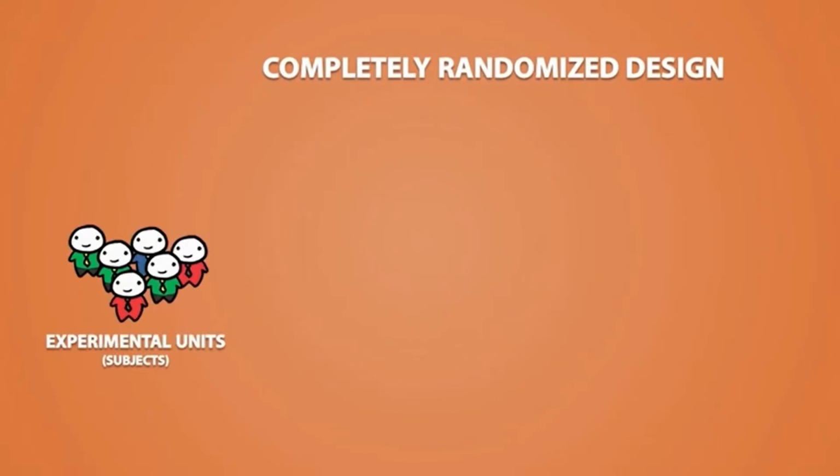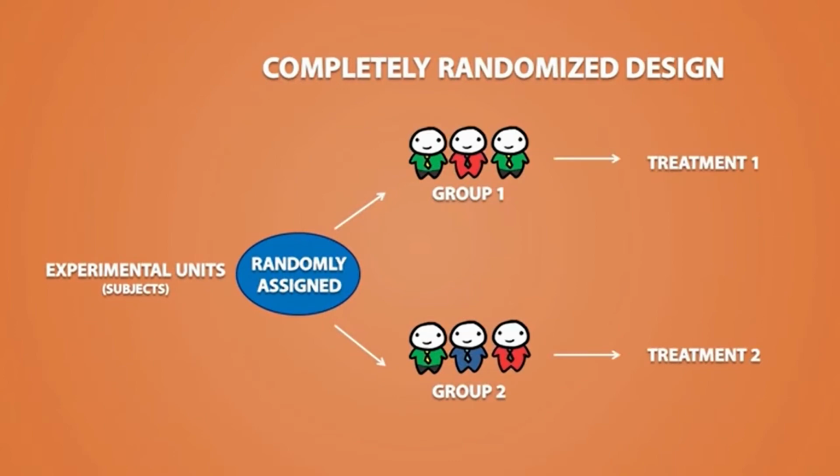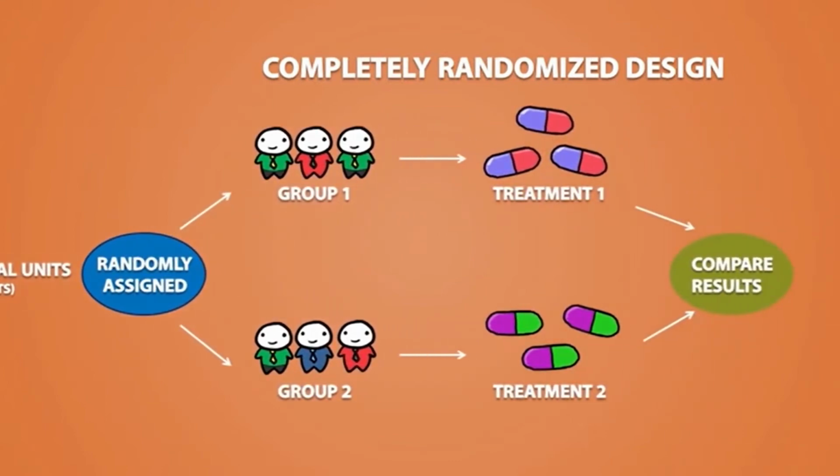In a completely randomized design, each experimental unit is randomly assigned to a group to receive a different treatment. Each unit in the same group will receive the same treatment, and at the end of the experiment, you will compare the results from each treatment. Let's show how a completely randomized design would be used in the following example.